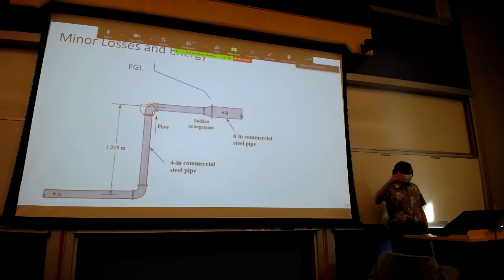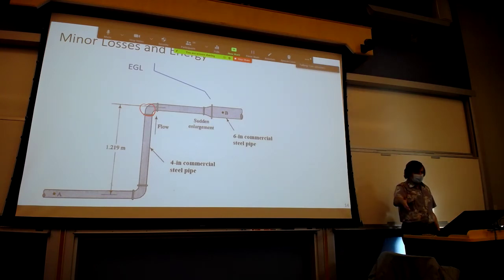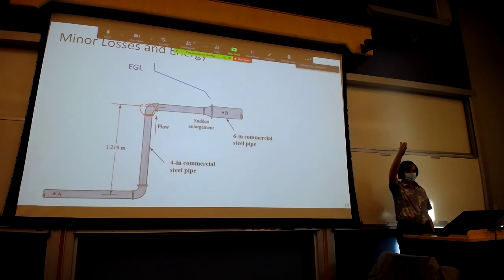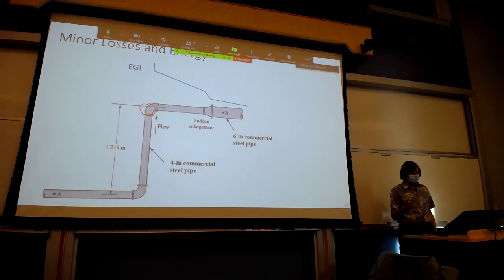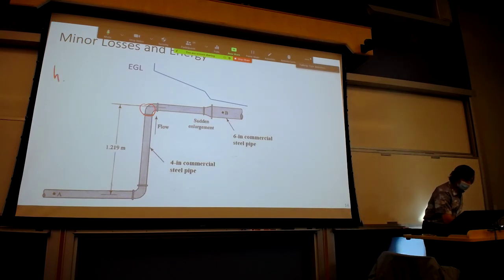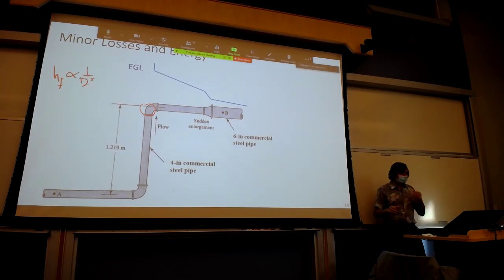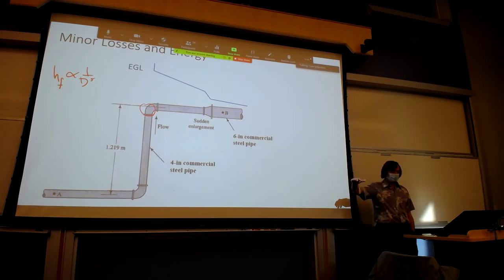And then at the sudden enlargement, again, we get an energy loss just due to the expansion. Now, I've drawn it as a slope, but realistically, we typically draw it as a vertical line right over the feature itself. And then once we go into the larger pipe, the 6-inch diameter pipe, the energy grade line has a much flatter slope. Remember, as we pointed out today as well as yesterday, the friction losses are inversely proportional to diameter to the fifth power. So when you go to a larger diameter pipe, you have a much flatter energy grade line.